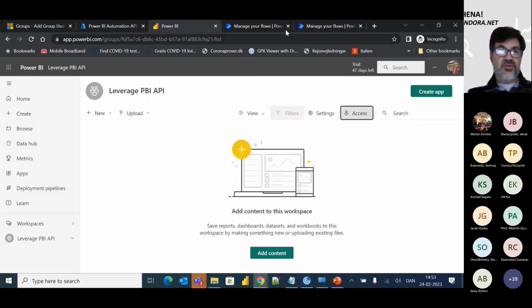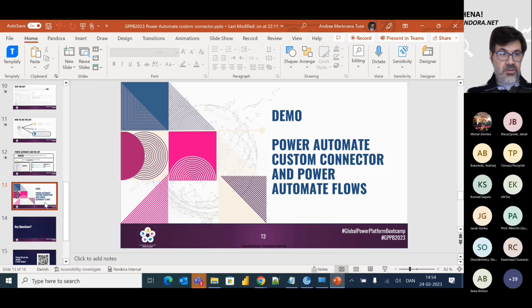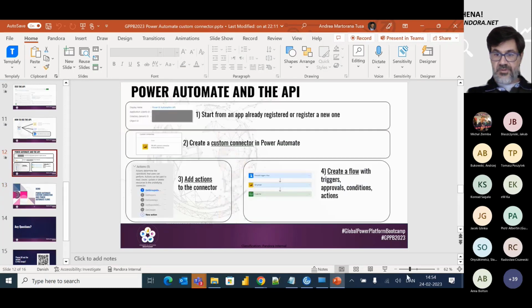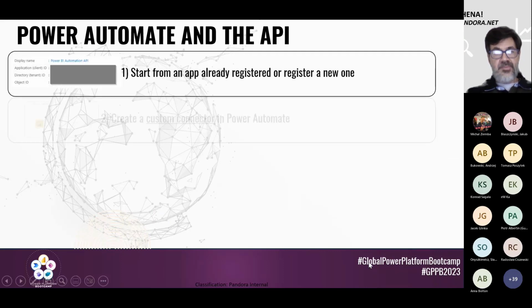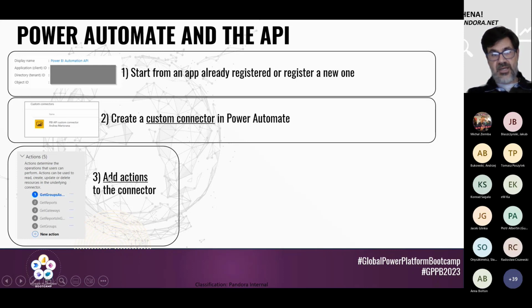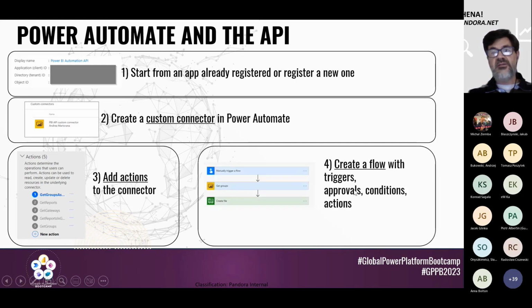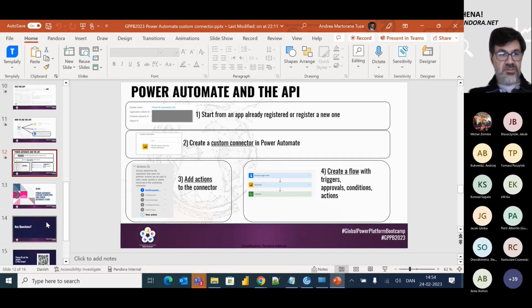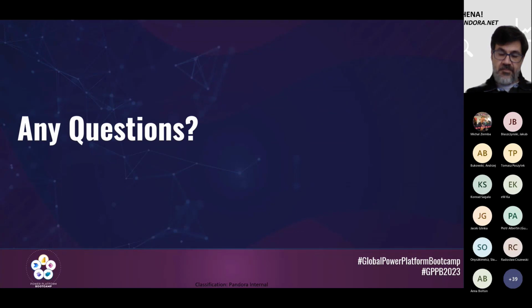Fine. Okay, so that was my last demo. Yes, so I hope it was clear. If it's not clear, ask questions. It's important to understand the steps: from the app, granting access to the app, creating the custom connector, adding actions to the connector, and creating the flow, which calls the custom actions. Yeah, time for questions.